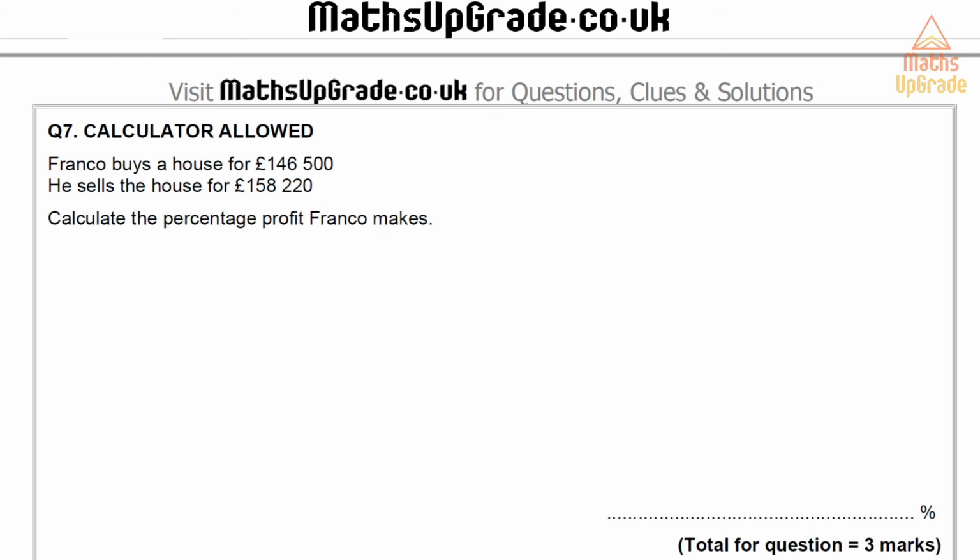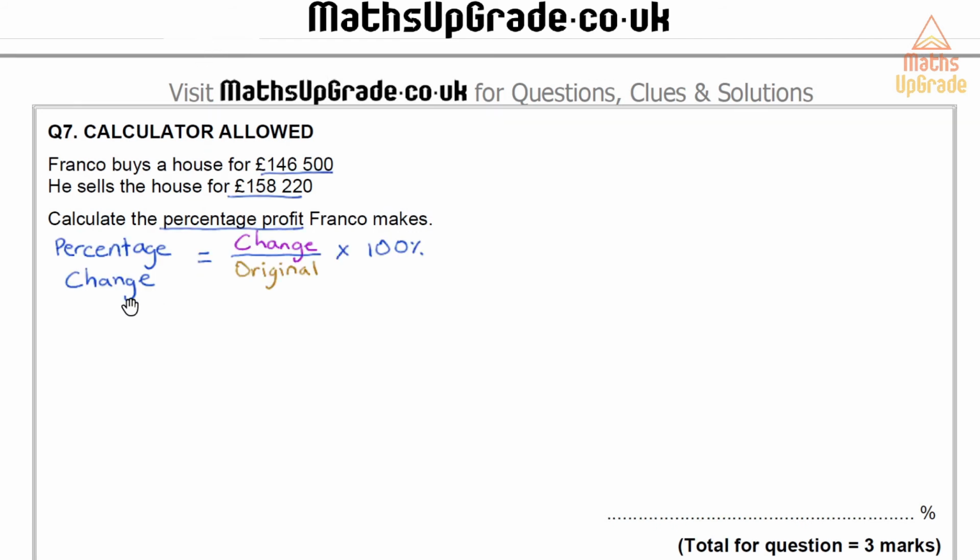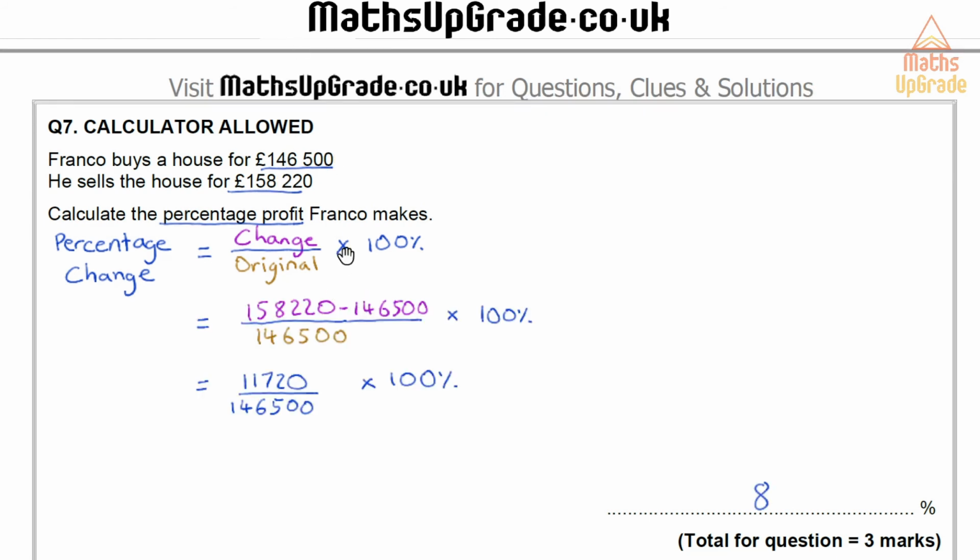So Franco buys a house for £146,500. He sells it for a little bit more. Calculate the percentage profit that he makes. This is 3 marks. So even though the numbers are a bit difficult here, you're allowed a calculator, and it is just a simple question about percentage change. So the formula you need, again, is this one here. It's the amount of change divided by the original amount times by 100%. So the amount that the house has changed in value by is given by the difference in these 2 values. If I divide that by the original, which is 146,500, and times by 100%, I'll get an answer of 8%. So that is a reasonable answer, and that's 3 marks for that question.